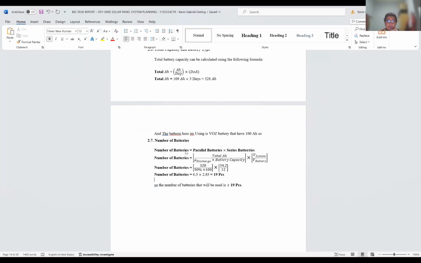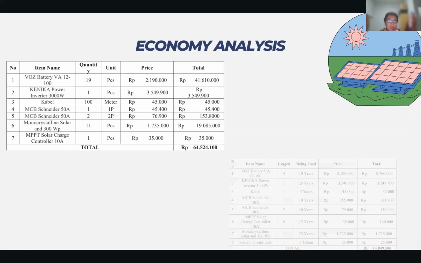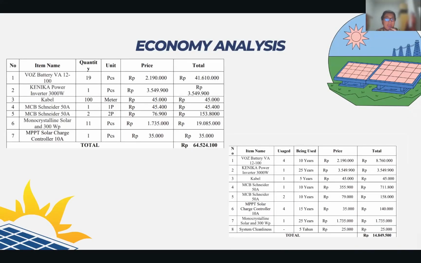After that, we can analyze how much money we need to make solar panel at our home. As we know earlier, my home needs around 19 batteries and 11 solar panels. In here, you know the item that I use for the battery is 100 ampere and 12 volt. And one piece is around 2 million. But because I need 19, I have to have an amount of 41 million.